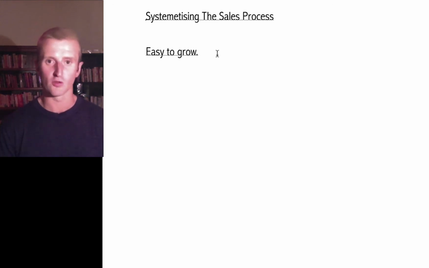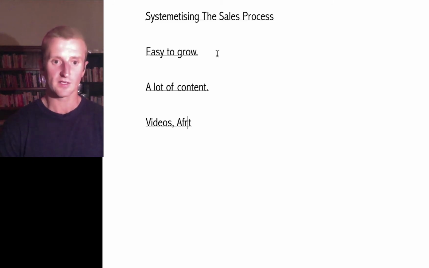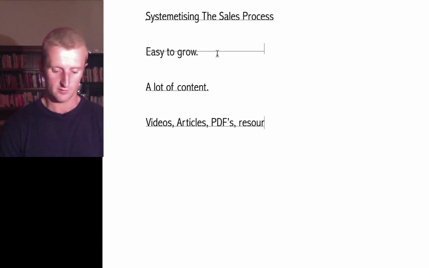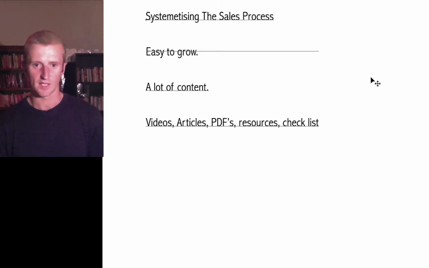So systematizing the sales process makes it easy to grow, and this means you need to have a lot of content. This could be things such as videos, articles, PDFs. It could be resources. It could be a checklist. There are so many different resources that you could create.